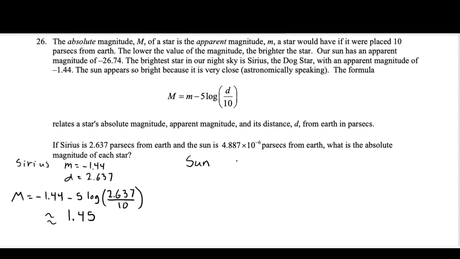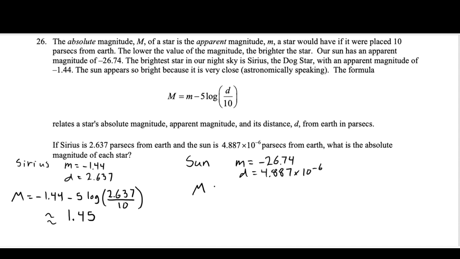For our sun, we're told that the apparent magnitude is negative 26.74. The distance is 4.887 times 10 to the minus 6. The 10 to the minus 6 simply means take the decimal point and move it 6 places to the left, 0.000004887. This is using what we call scientific notation, kind of a shorthand for making the numbers more manageable.